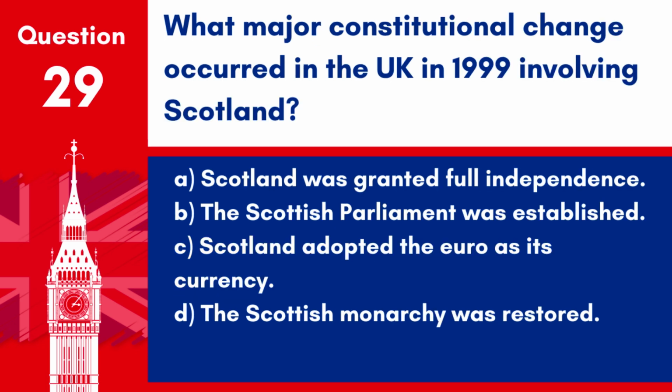What major constitutional change occurred in the UK in 1999 involving Scotland? A. Scotland was granted full independence. B. The Scottish Parliament was established. C. Scotland adopted the euro as its currency. D. The Scottish monarchy was restored.